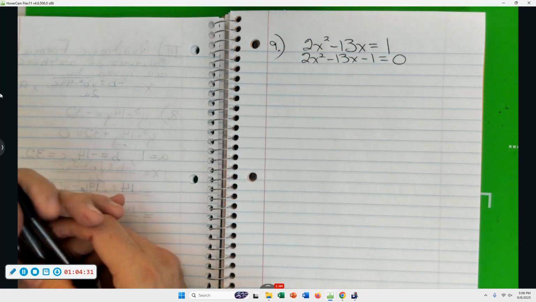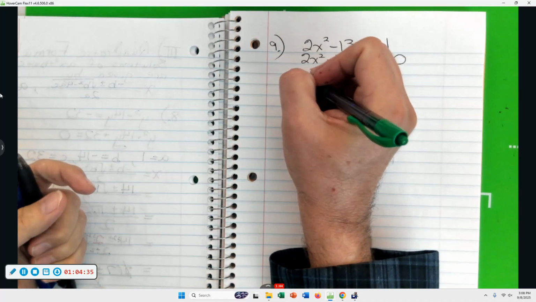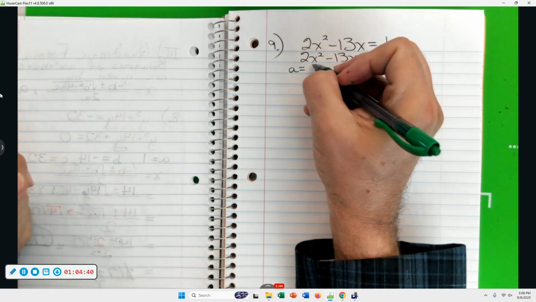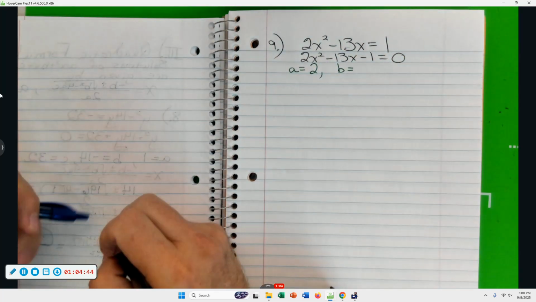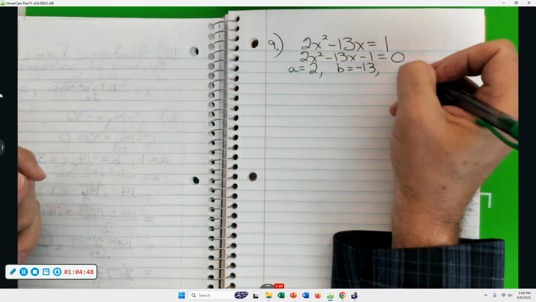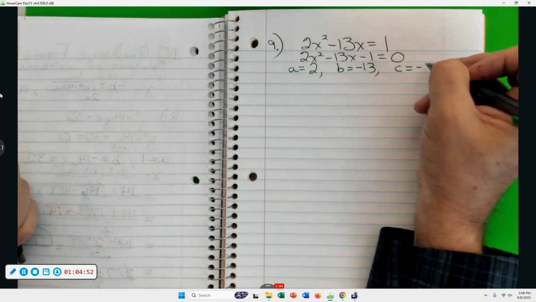Then I'd identify my a, b, and c values. a is 2, b is negative 13, c is negative 1.